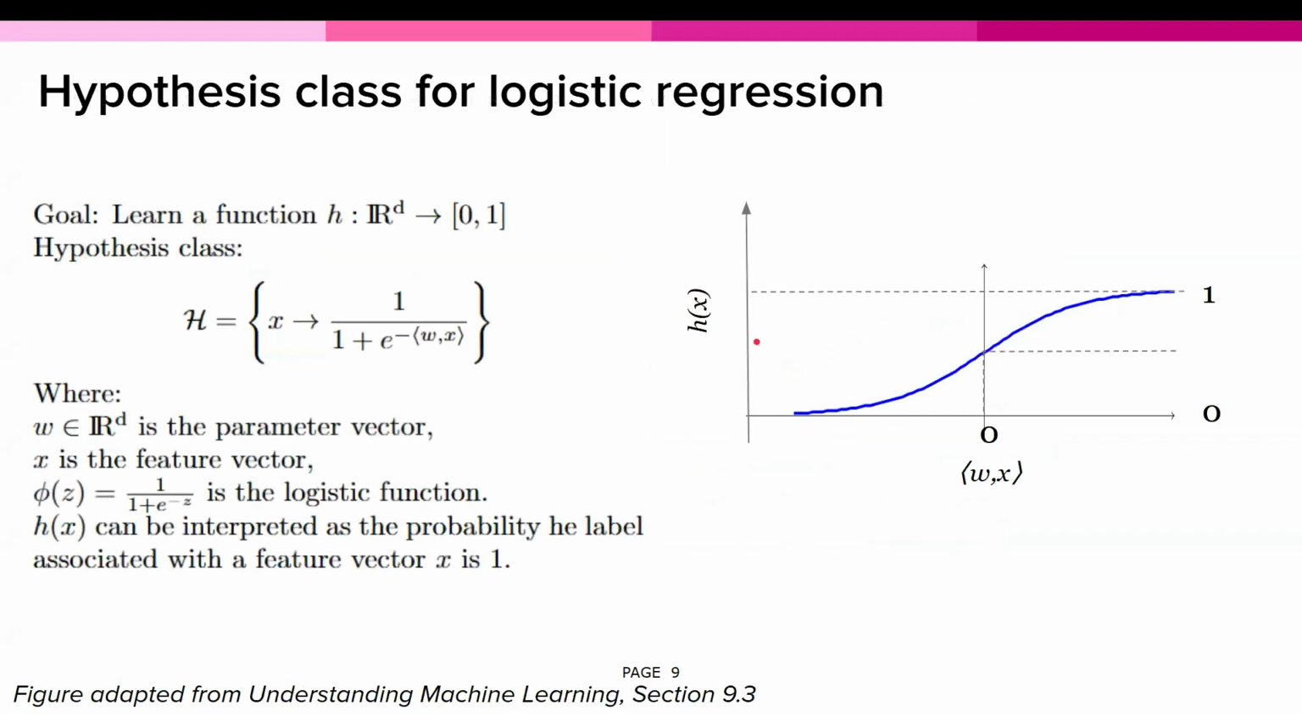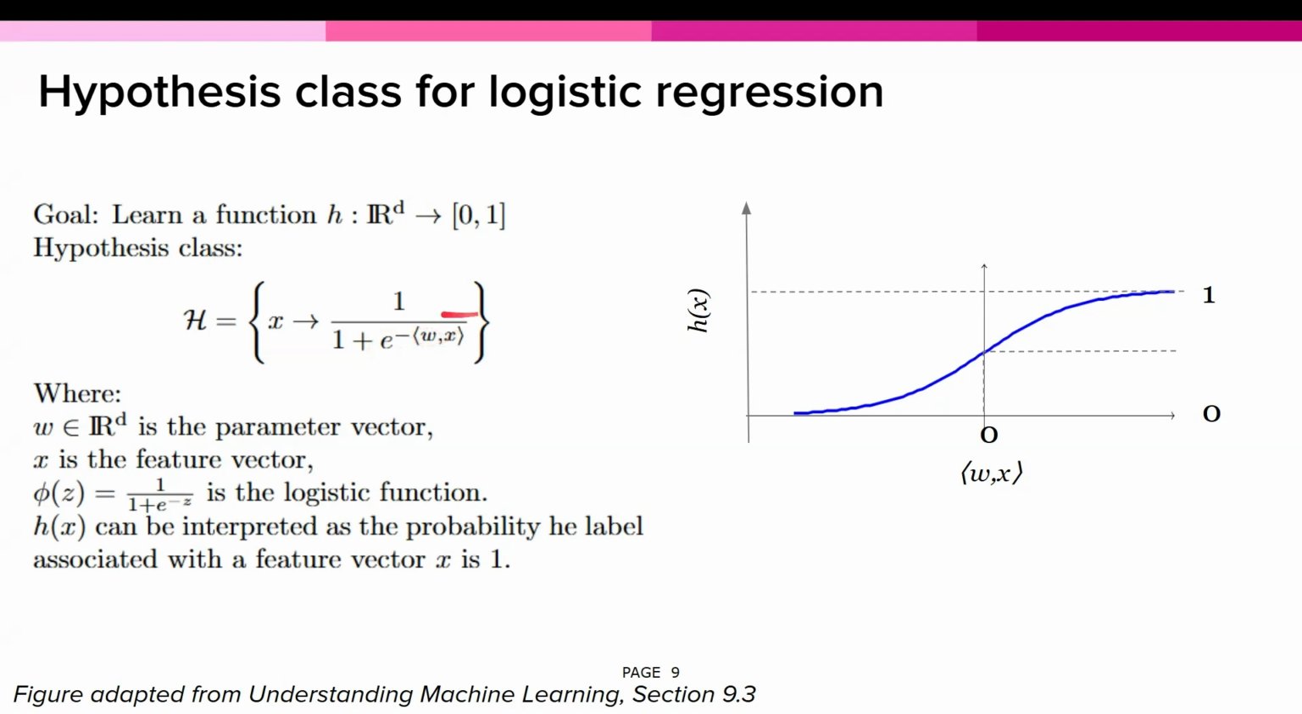Okay, so can we transform this linear combination into something that behaves like a probability? And so this is where the logistic function comes in. So the equation of the logistic function is shown here. And so how this works is we start with a linear combination of the input features, represented as the dot product between the feature vector and the parameter vector. And we raise Euler's number to the negative power of this linear predictor.